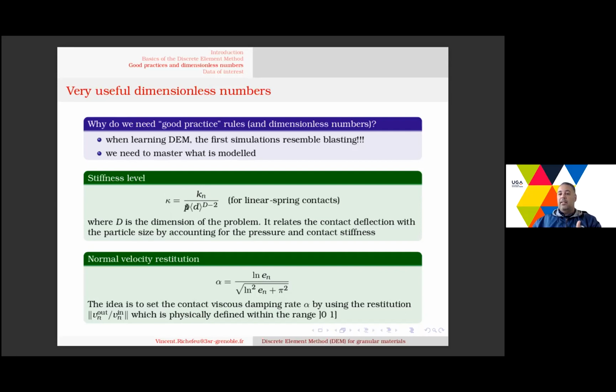the stiffness has to be compared to the pressure applied on the sample, because the overlaps between the particles can be big due to the big pressure, but it can be big also due to a low stiffness. So this is how this relation, this number, is derived.